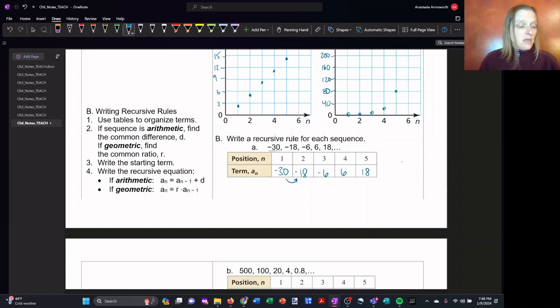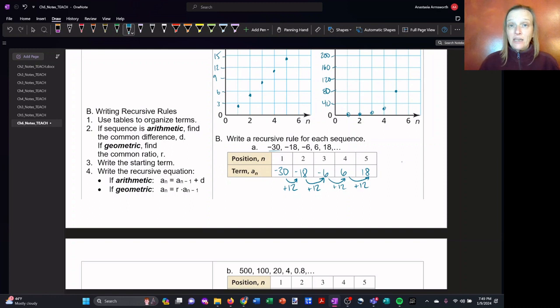Let's see. This does not seem to be just a multiplication or division because I wouldn't start off with only negative numbers and then go to only positive numbers. This must be an addition. So let's see, -18 minus -30 is +12. I am adding 12 in that step. And yes, I'm adding 12 again, adding 12 again, adding 12 again. I'm adding 12 for each step here along the way.